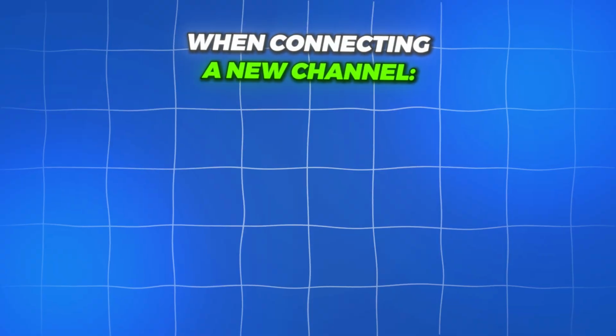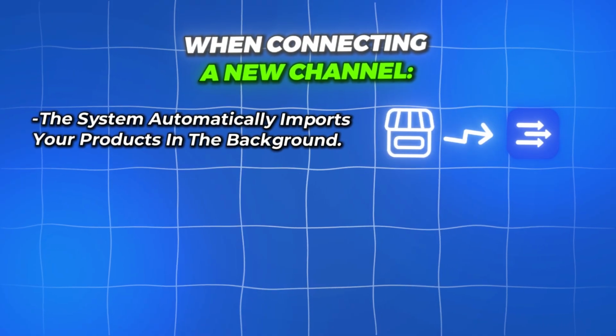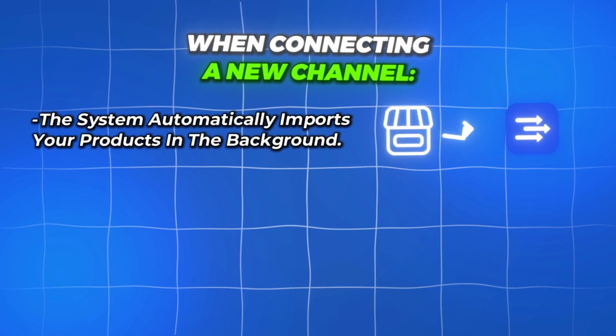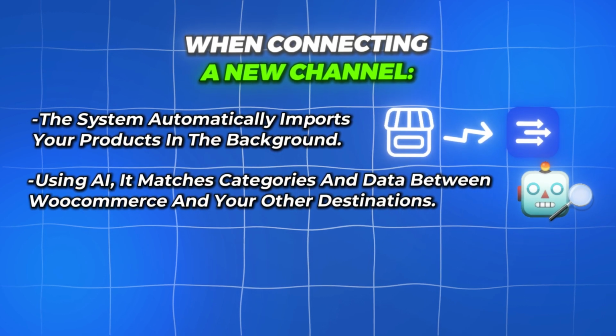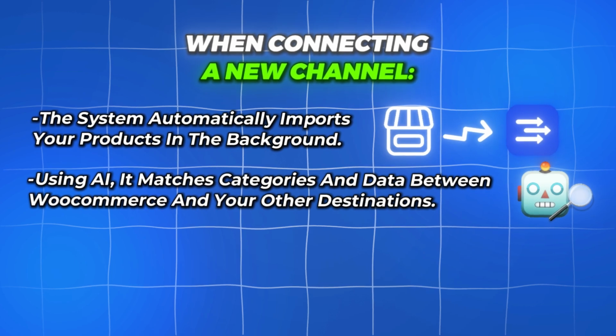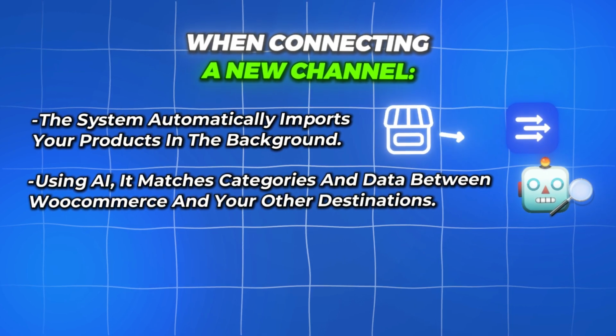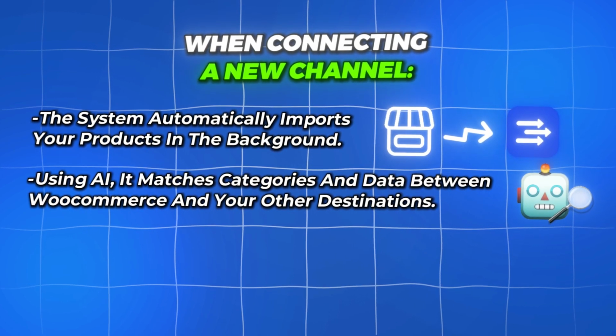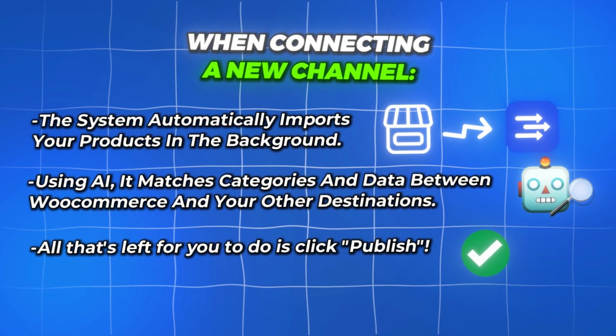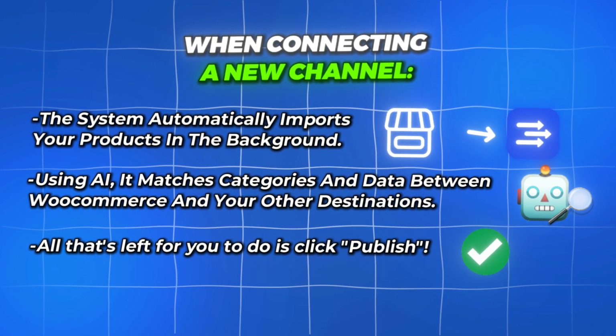In the background, EasyChannel automatically imports your WooCommerce products and uses AI to map your product categories to Etsy's categories. This ensures your products are ready to go on Etsy without any manual setup. So all that's left to do is to publish the product now.